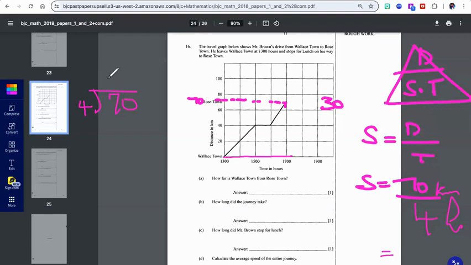Four goes into 7. 1 times 4. Subtract. 4 goes into 30. 7 times 4 is 28. Subtract. 0. Bring that down. This would be 0.5. So the average speed for this entire journey would be 17.5 kilometers per hour. Good. All right, good.